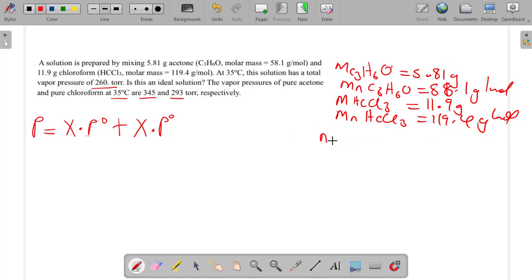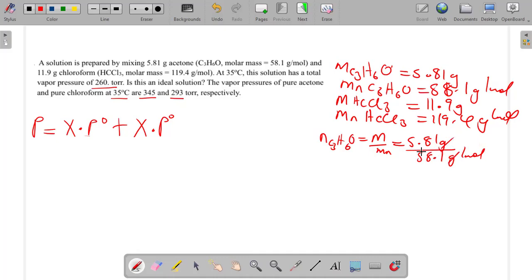Let's find the number of moles for acetone, which is C3H6O. We know that the number of moles is given by mass divided by molar mass. We've been told that the mass of acetone is 5.81 grams, and that's the mass, right? Then divided by the molar mass, which is 58.1 grams per mole, right? So the grams and the grams will cancel, and the moles will go there.